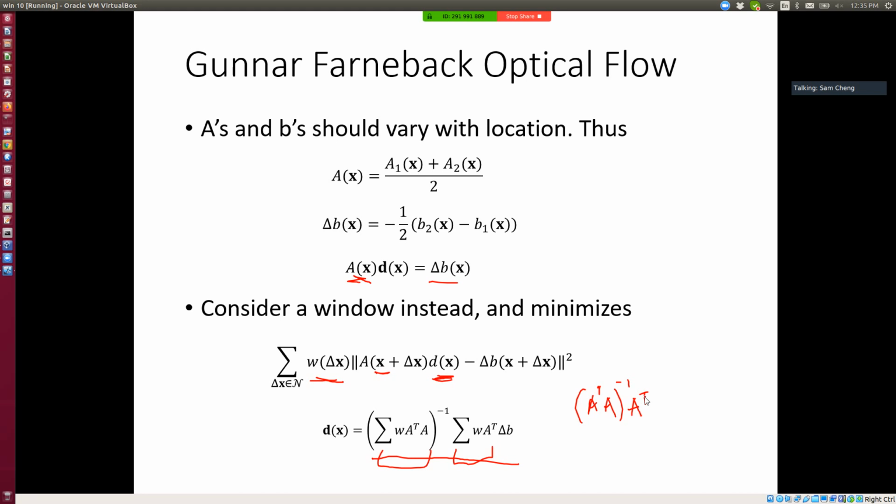The pseudo inverse, but it's just pseudo inverse weighted sum, but with this W here.